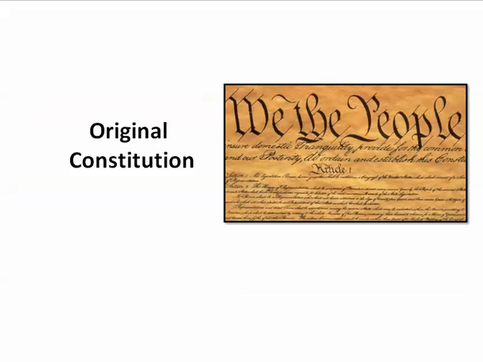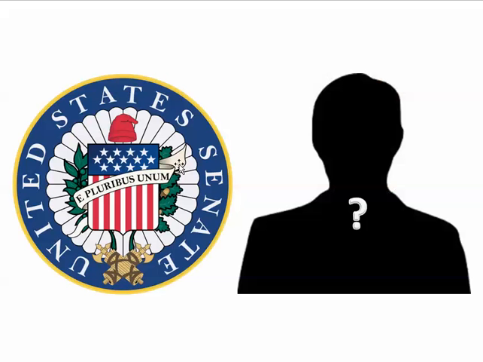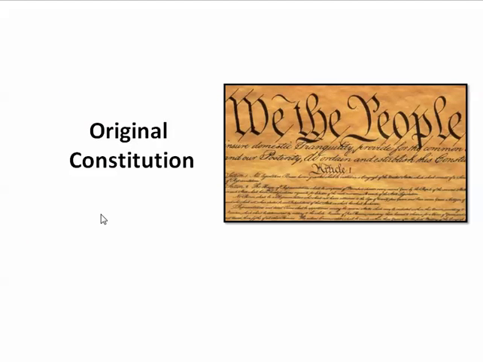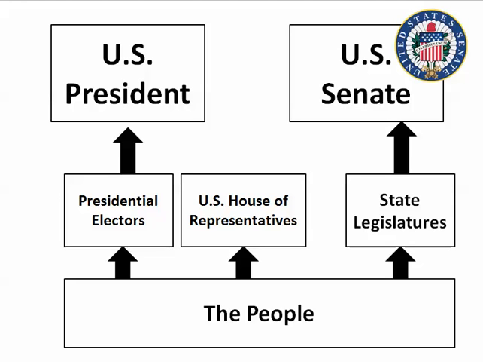In the original Constitution, before it was changed, because amendment means change, the 17th Amendment is actually the 17th change of the Constitution. So the original Constitution said who chooses this person, and that's already written in the original Constitution. Here's the flow. Here's the people down here. We're talking about direct democracy again. The people directly vote.